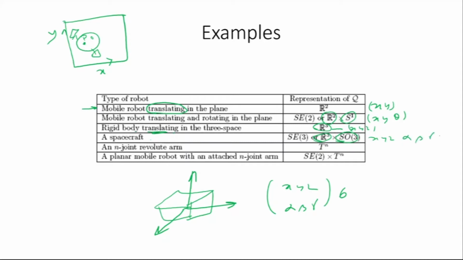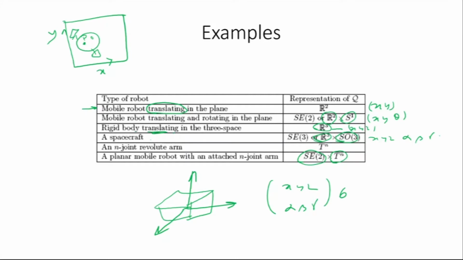right? Now an n-jointed revolute arm has T to the power n. A planar mobile robot with an attached n-jointed arm has a mobile robot, a planar mobile robot. It's planar, so it has SE(2). Okay, and plus the arm has T to the power n. Okay, so this is basically giving you an example of the degrees of freedom of different kinds of robotic systems.